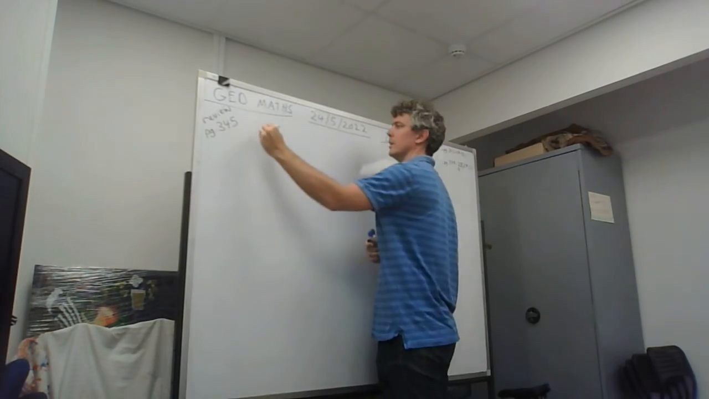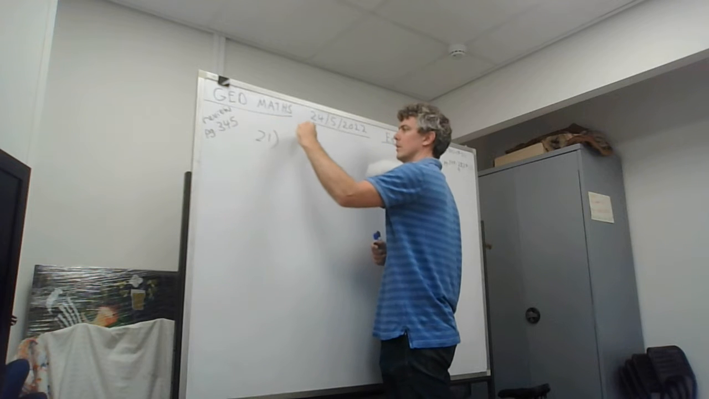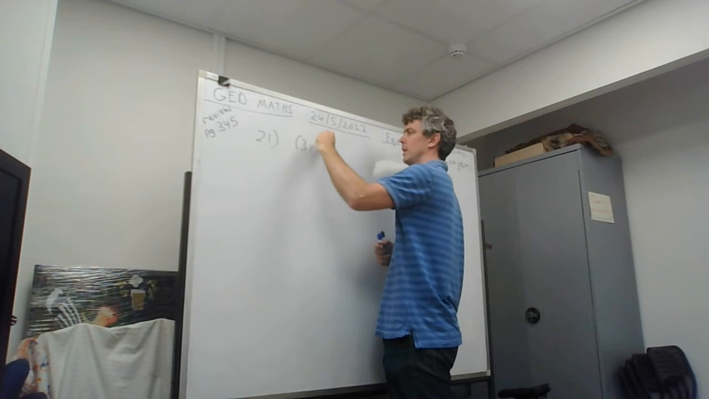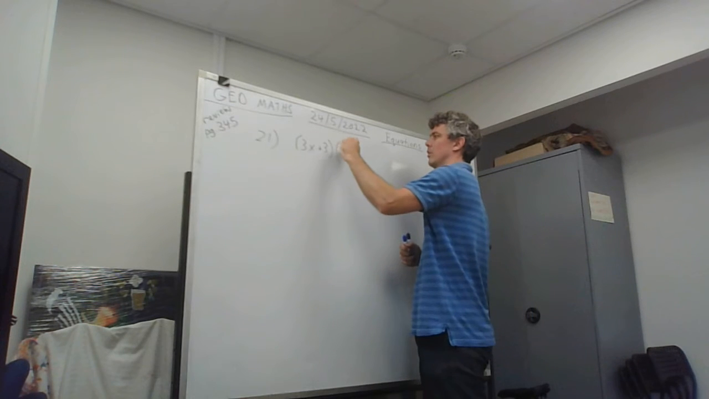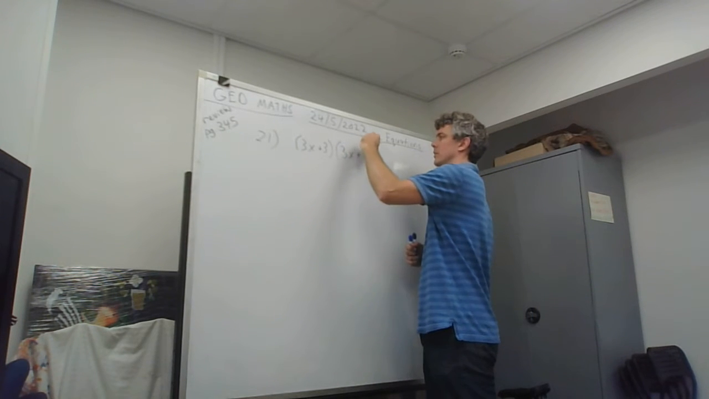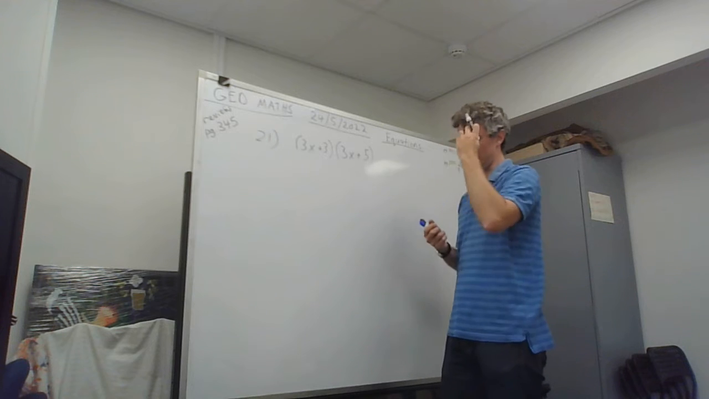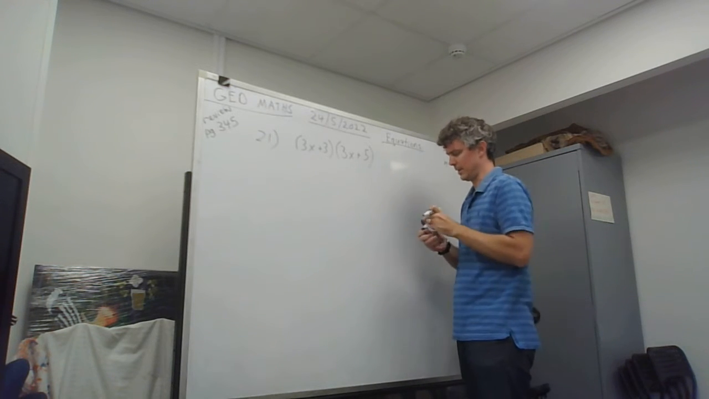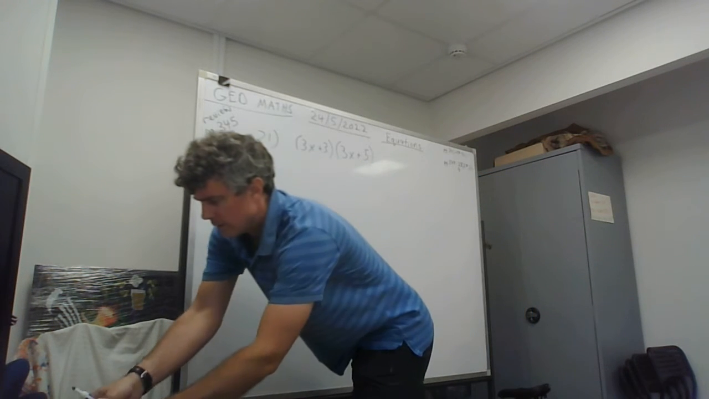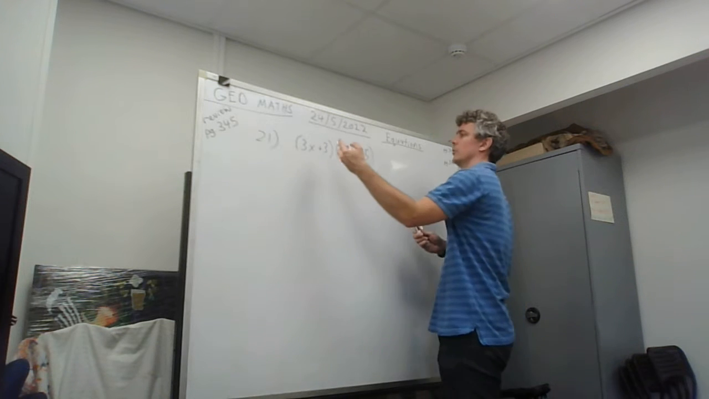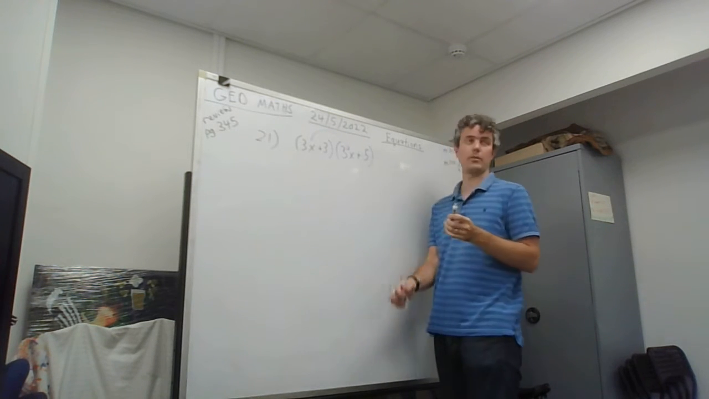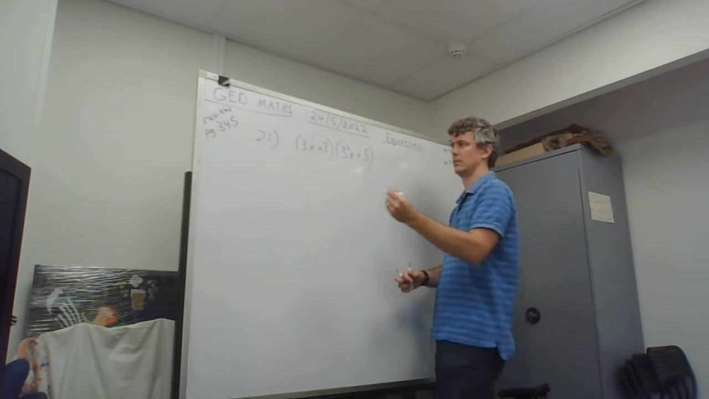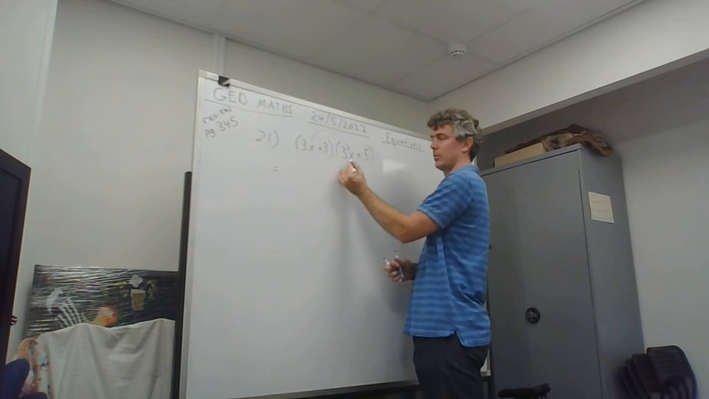Alright, 21. What is 21? 3x plus 3 times 3x plus 5. Alright. Same idea. So first we'll do this one. What's 3x times 3x? 9x squared. Because 3 times 3 is 9.